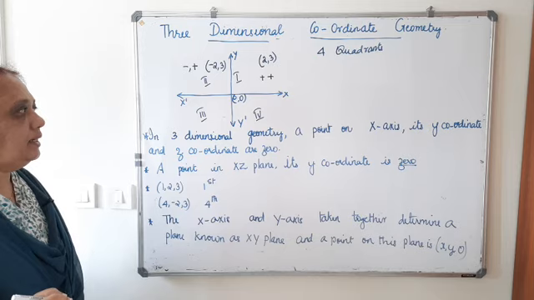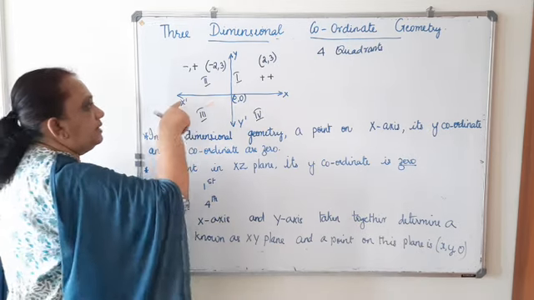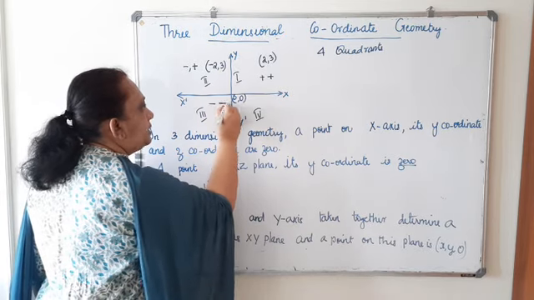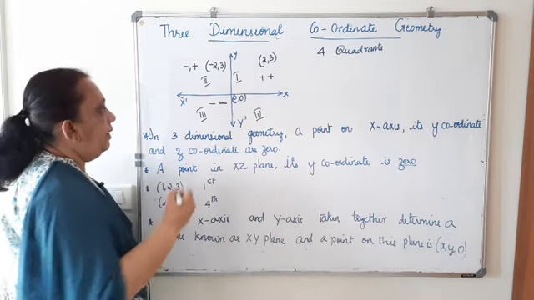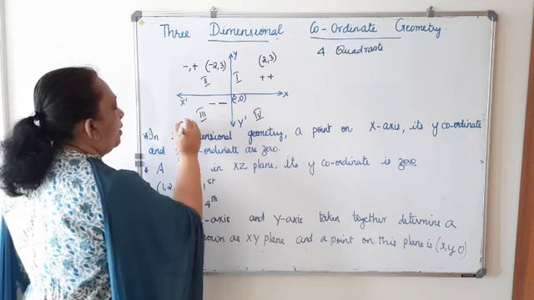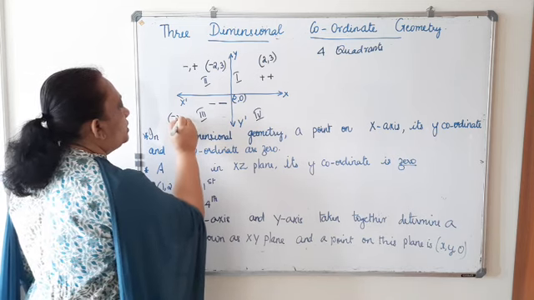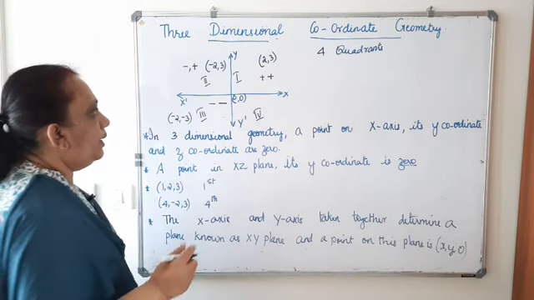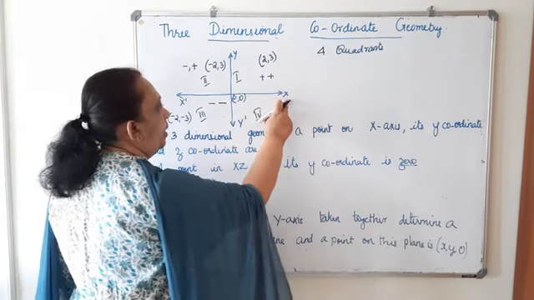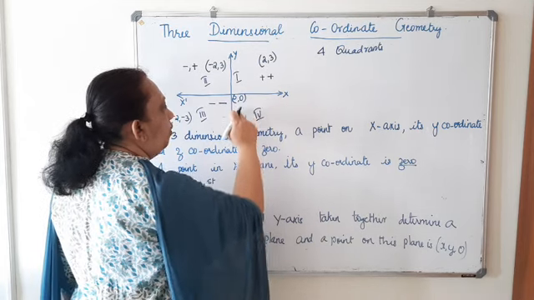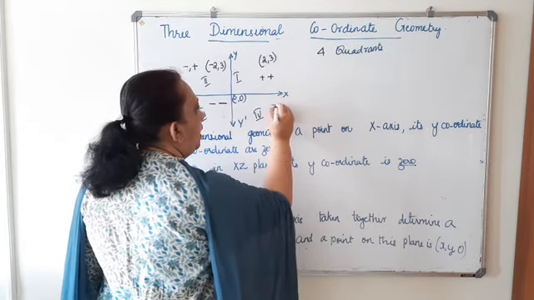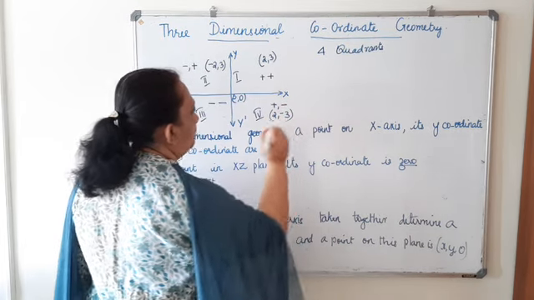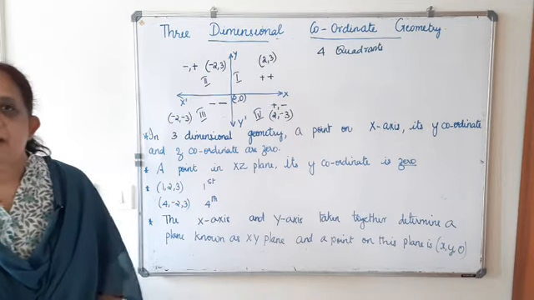And when you come to the third quadrant, OX dash and OY dash are negative. So both x coordinate and y coordinate are negative. And you can see that the point takes the form -2, -3. And when you come to the fourth quadrant, OX is positive, OY dash is negative. That is positive, negative. That is 2, -3.